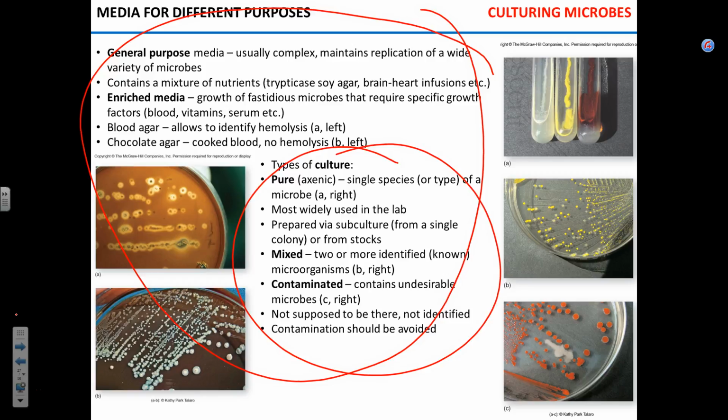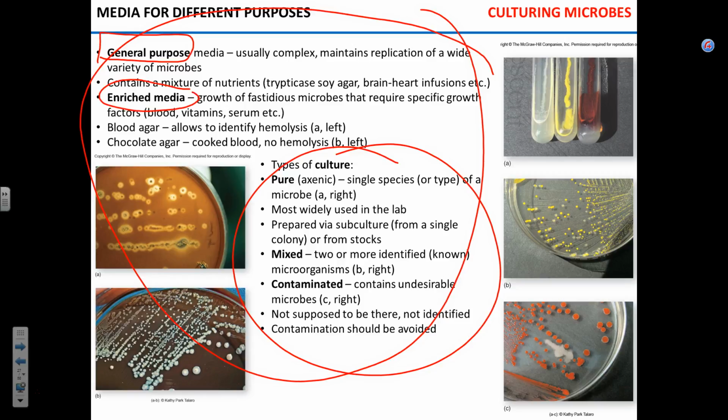The media, TSA, that we used is generally considered to be general purpose. So it's for everything. And as with anything that is general purpose, it's okay for everything, but it's not perfect for anything. It's okay for everything. Okay?